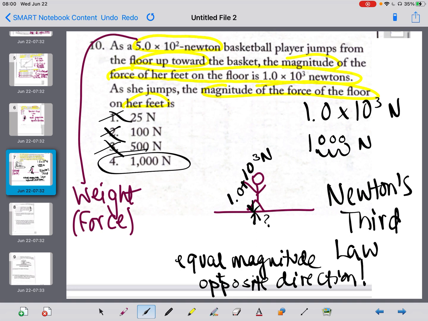That's why we do not fall through the ground when we walk. That's why we do not fall through our seats when we sit down, right? Because the normal force that we are exerting on the ground, right? The floor is exerting the same amount back up at us, okay? So keep that in mind.